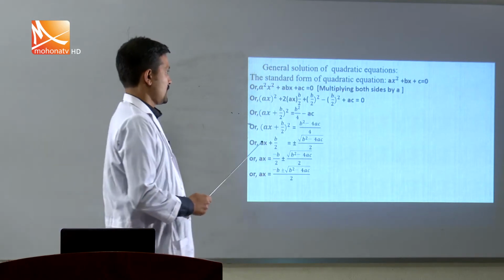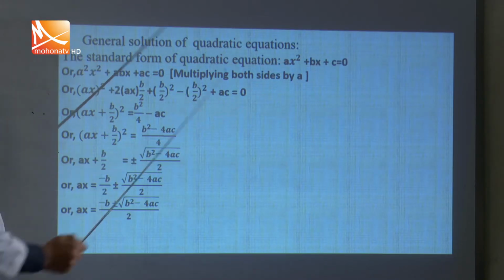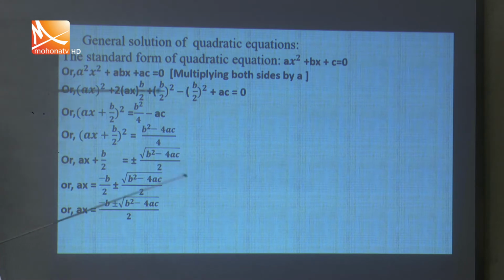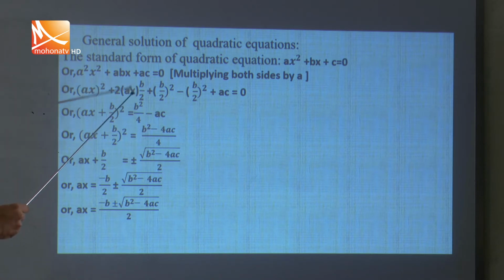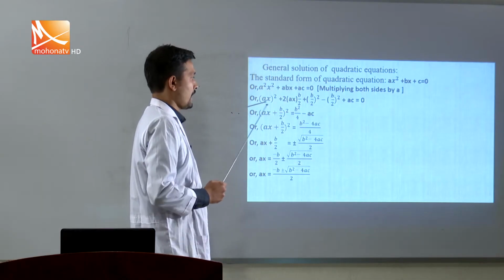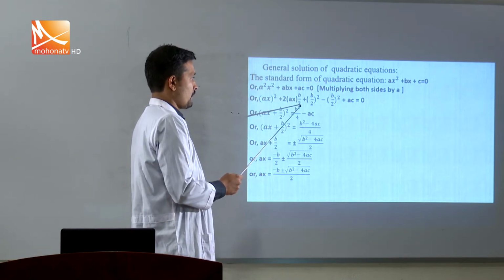General solution of a quadratic equation. The standard form of a quadratic equation is ax square plus bx plus c equals 0. Multiplying both sides by a, a square x square plus abx plus ac equals 0, or (ax) whole square plus 2 times ax times b by 2 plus (b by 2) whole square minus (b by 2) whole square plus ac equals 0. Using a square plus 2ab plus b square equals (a plus b) whole square, here a is ax and b is b by 2.